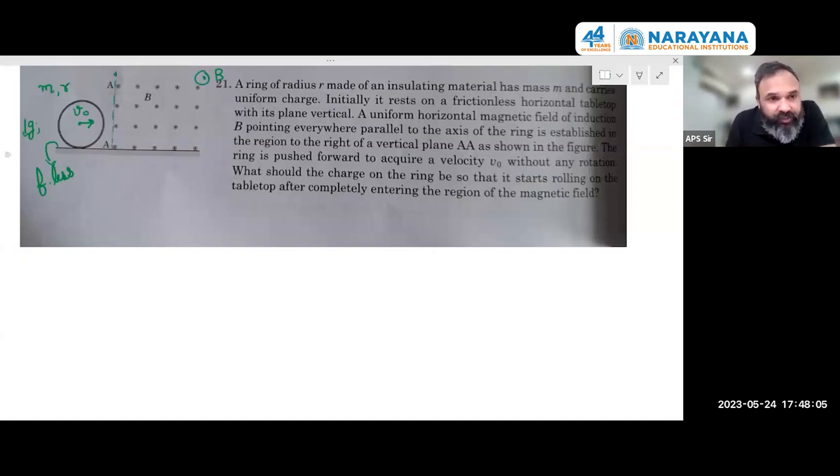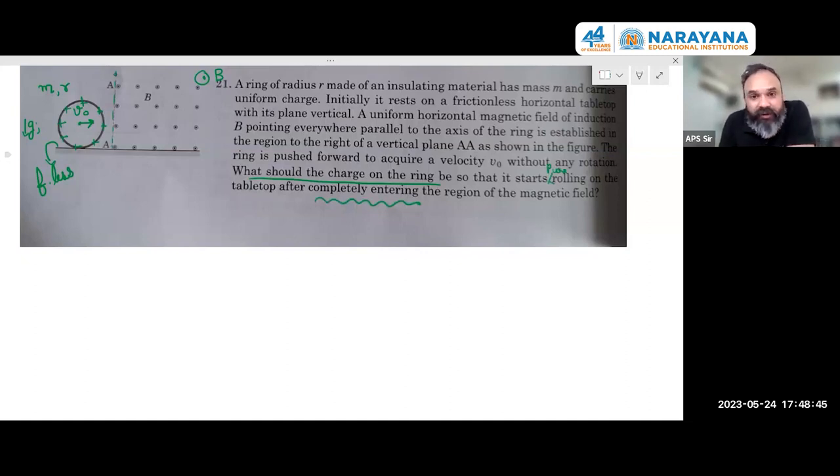So the question is, if the periphery of this ring has a uniform linear charge distribution, what should be that charge on the ring, so that if we flick the center of mass of the ring with a velocity v0, when this ring starts to enter the magnetic field, it starts a rotation, but the rolling is not pure. But as it completely enters, at that very moment, it starts pure rolling.